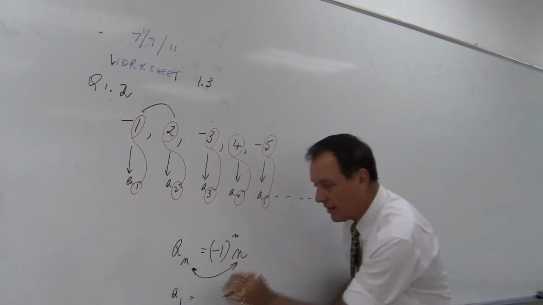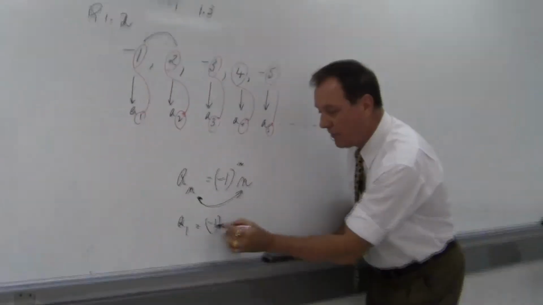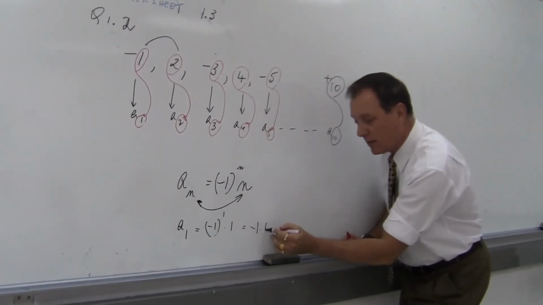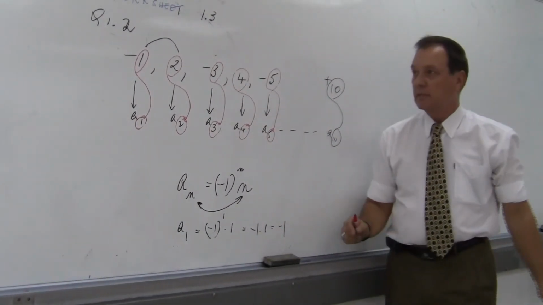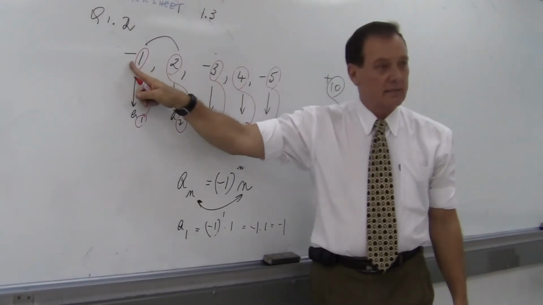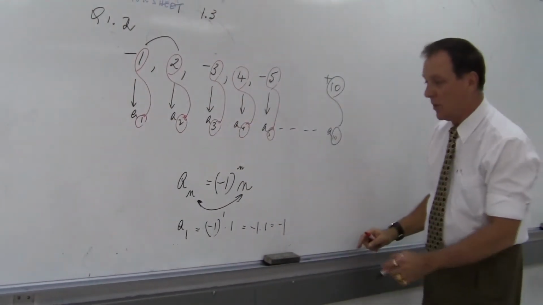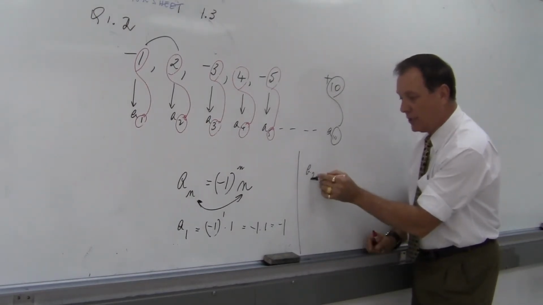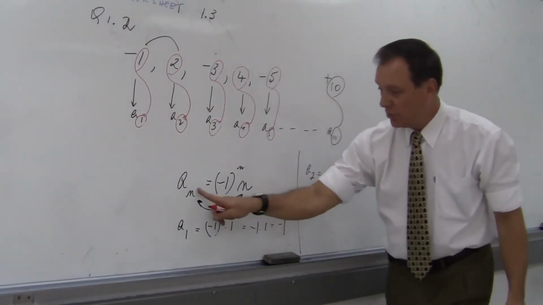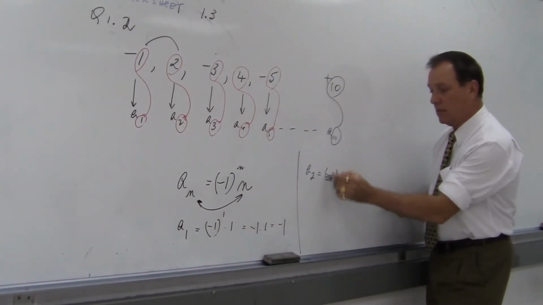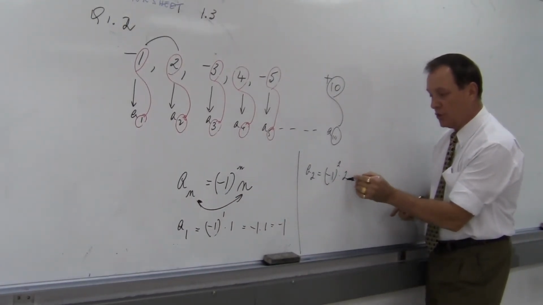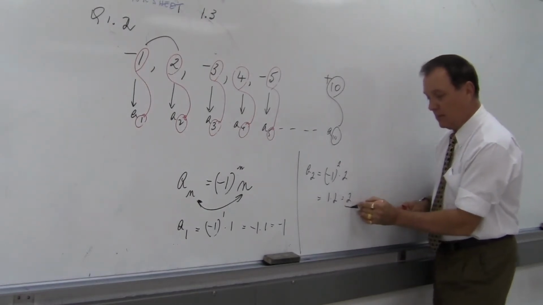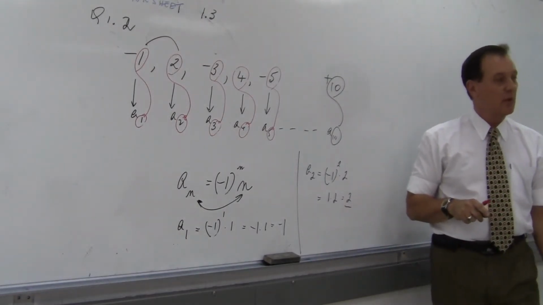A1, what would it be? -1 to the power of 1 times 1. -1 times 1, -1. Is that what we got? Yes, it is. Try the next one, A2. What should we have? -1 to the power of 2 times 2. That's 1 times 2, 2. And it's positive.